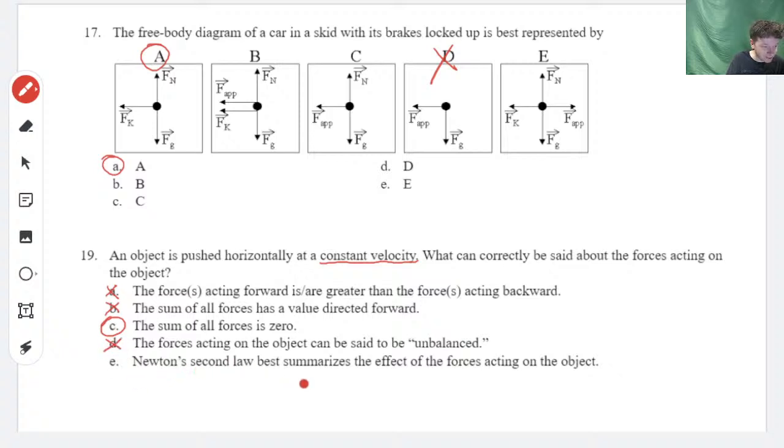Newton's second law best summarizes the effect of the forces acting on the object. No, I wouldn't say so. That's net force equals mass times acceleration. Acceleration is 0. So I think inertia is a better one for this one. So no.